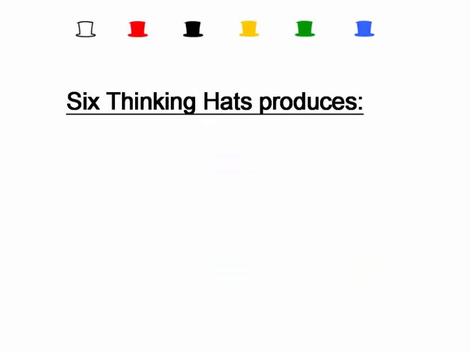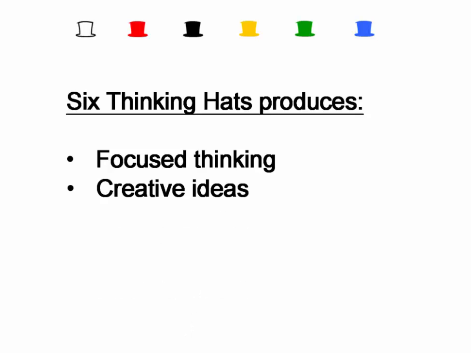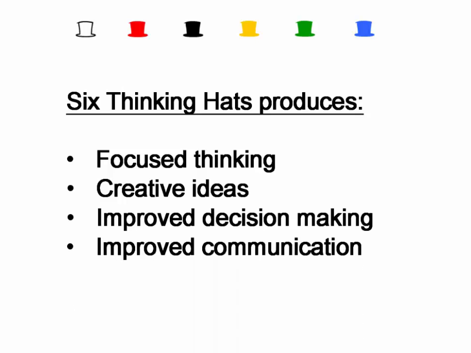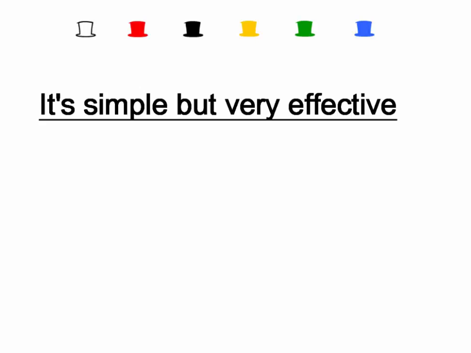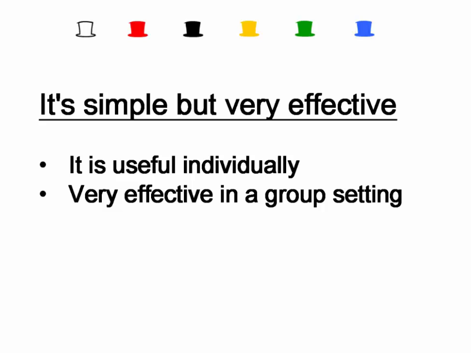6 thinking hats produces organized thinking, focused thinking. It covers vital elements of the process. It produces creative ideas, improved decision making, and improved communications. It's simple but yet very effective. Most people do not use these elements. If they use it, they will derive better ideas, better decisions, and more creative results. You could use it individually, or you could use it in a group session.